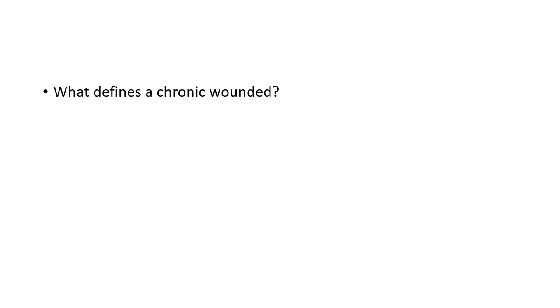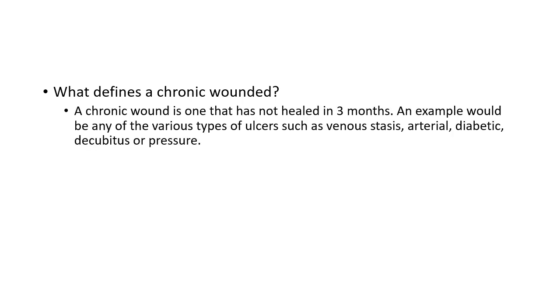What defines a chronic wound? A chronic wound is one that has not healed by 3 months. An example would be any of the various types of ulcers, such as venous stasis, arterial, diabetic, decubitus, or pressure ulcers.